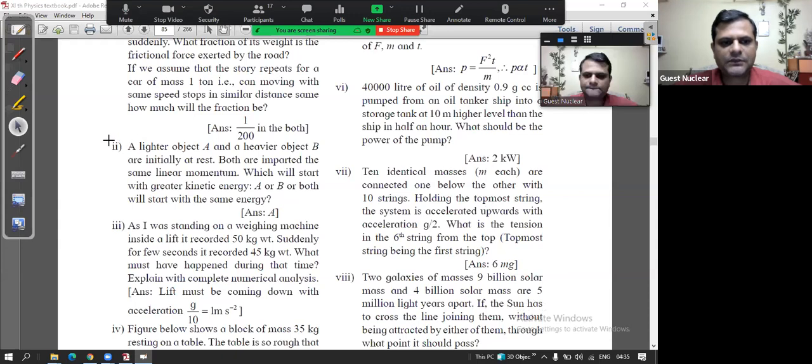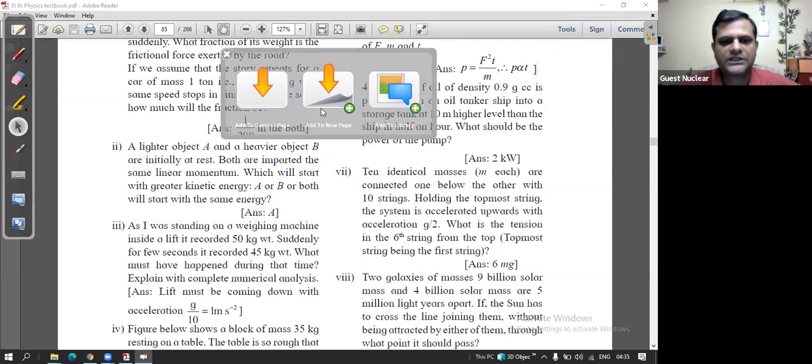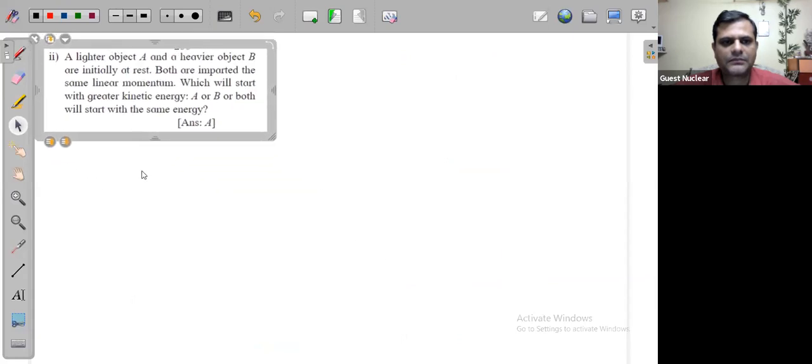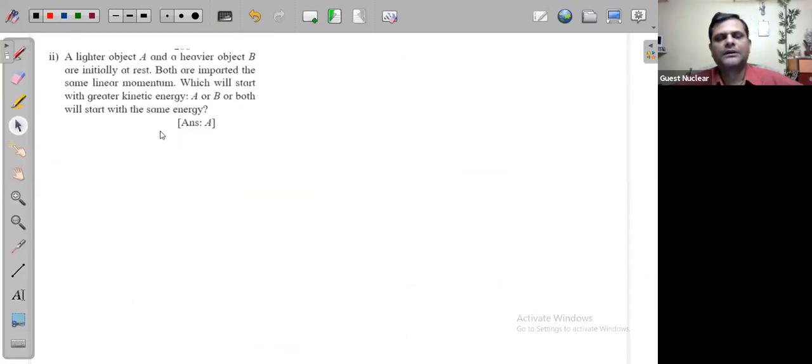Just read this second question here. A lighter object A and a heavier object B, initially at rest. That means we can just show them by diagram. A lighter object and a heavier object, A and B, are both at rest initially. Both are imparted the same linear momentum. Which will start with greater kinetic energy, A or B, or both start with the same energy?